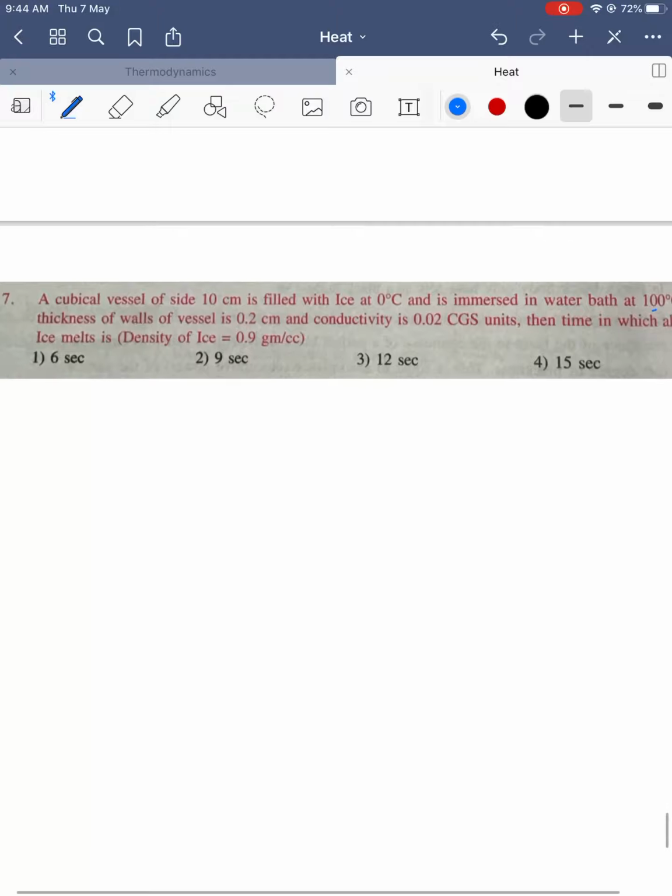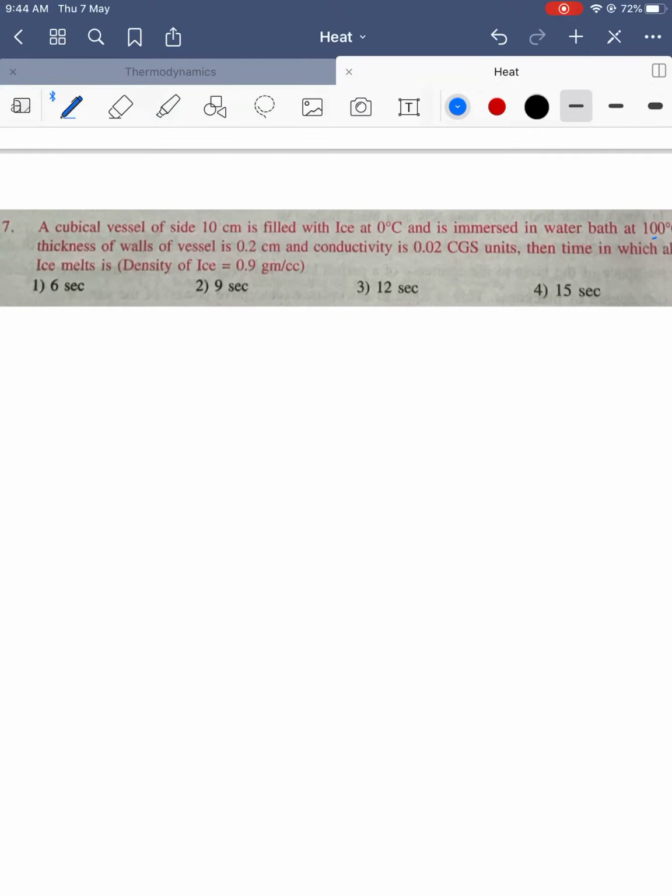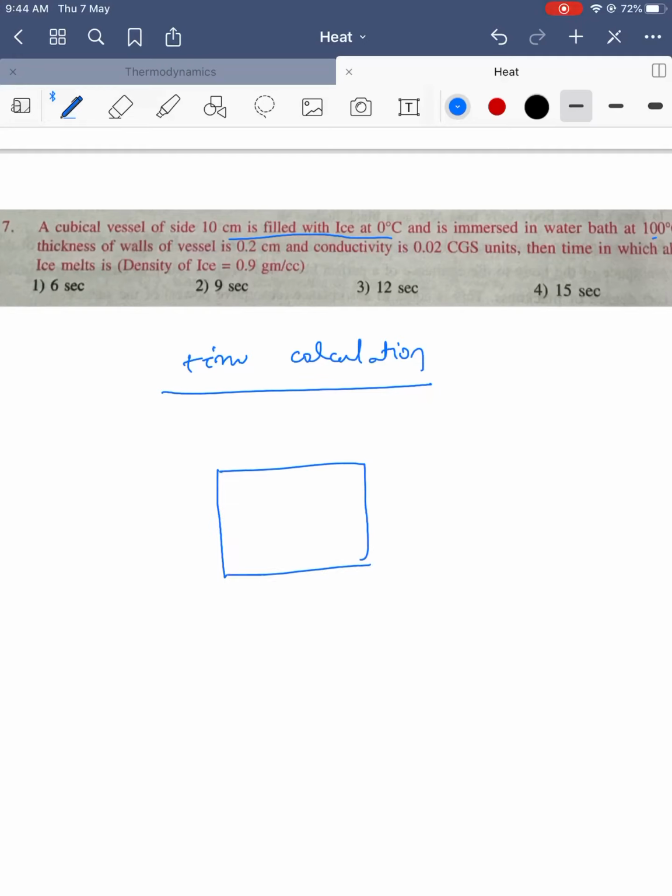And from heat transfer, they can ask how much time also. Time calculations can also be asked. So here it says a cubical vessel of side 10 centimeter is filled with ice. The cubical vessel is completely filled with ice.